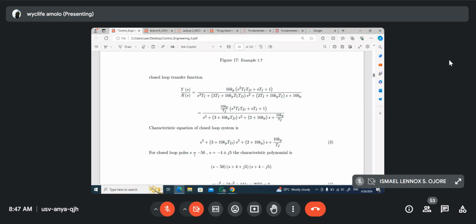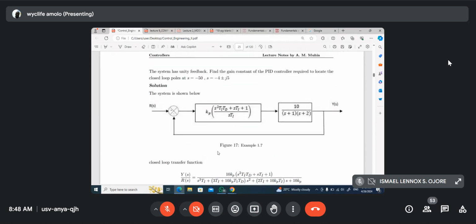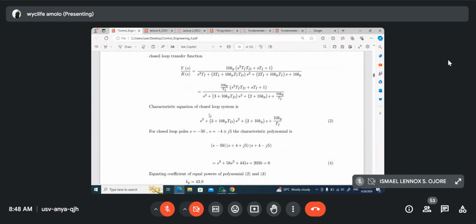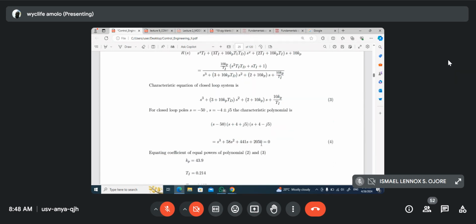For a closed loop of S, that, and that, the characteristic equation in polynomial, you multiply this S minus that, and S like that. Because it was S is equal to 50. So that is S into that, you will get this equation here. It's equal to 0.